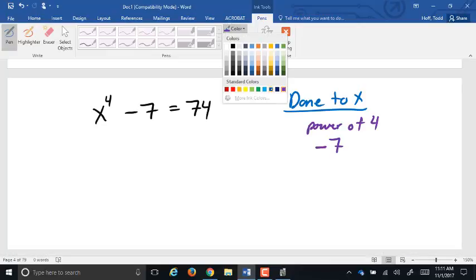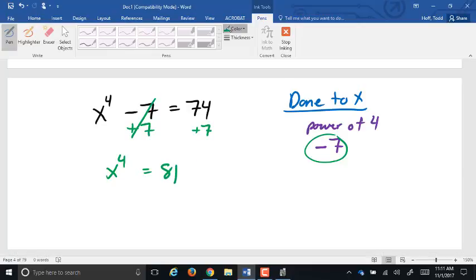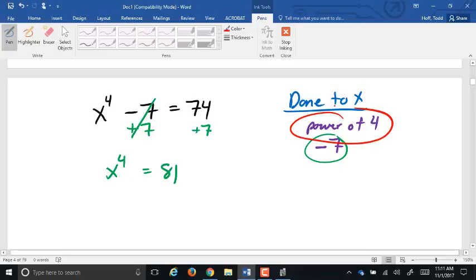Good. To take it apart, we're going to take off the last piece that was put on first, which is subtracting 7. We'll do that by adding 7. So x to the 4th equals 81. Now the reverse of taking a power of 4 is the 4th root of 81.